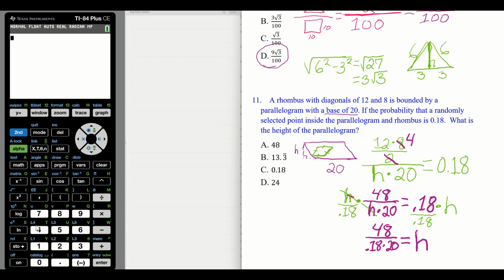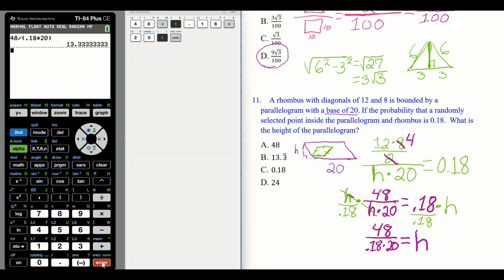Let me put that in the calculator real quick. 48 divided by, using parentheses because of my order of operations. I don't want to deal with that error. Okay, times my 20. Close my parentheses. Enter. I don't need a fraction. Perfect. I know that that's 13 with 3 repeating.